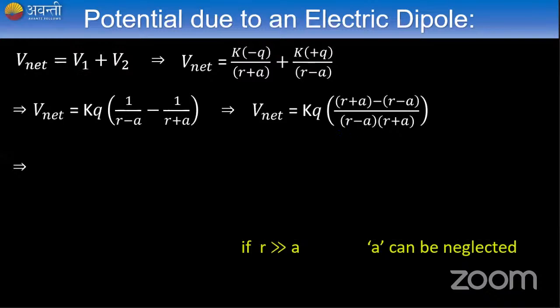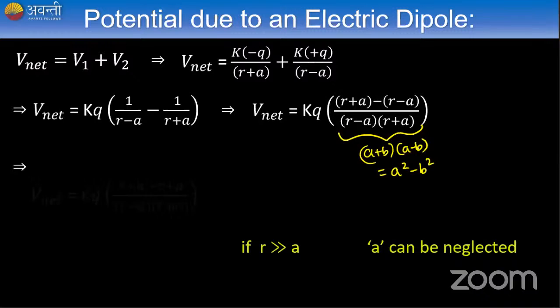Guys, how can I simplify this? Using your algebra, tell me what I should do. R plus A into R minus A. You have your identities, right? This is similar to A plus B into A minus B. This simplifies to what? Yes, A square minus B square. So that will be R square minus A square in this case.